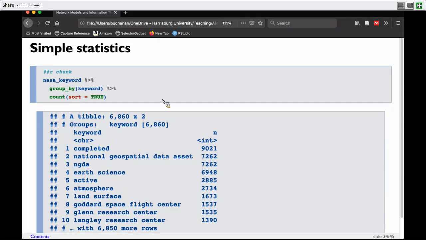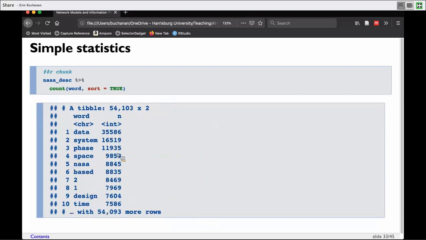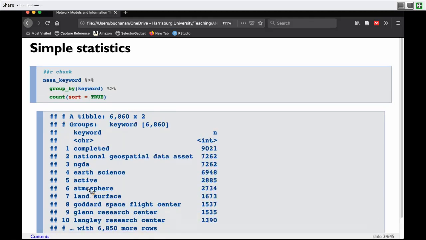One thing I can notice, though, is all of these numbers. And so there appear to be some versions, like version 1, version 2, or just numbers for the missions. So maybe we should take those out. Maybe it's unclear what those numbers mean, right? I'll show you how to take them out in a second. And we could also do this for keywords.